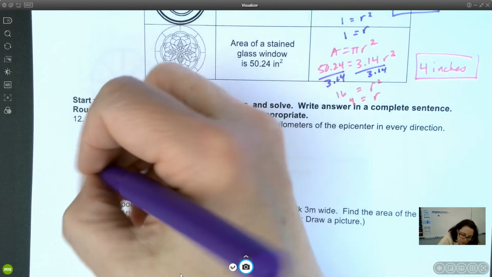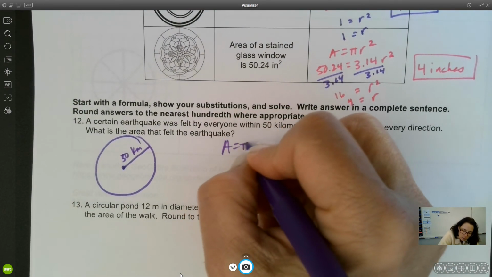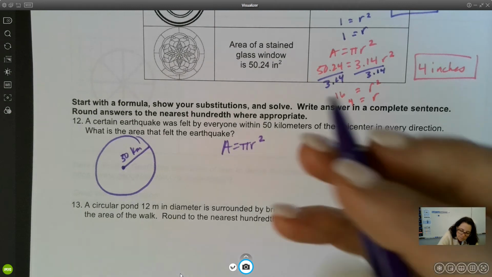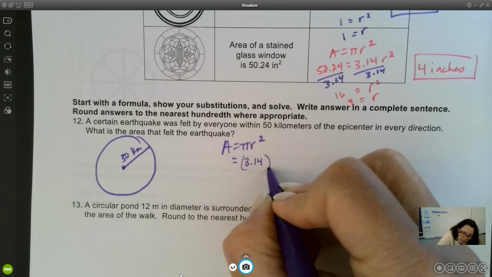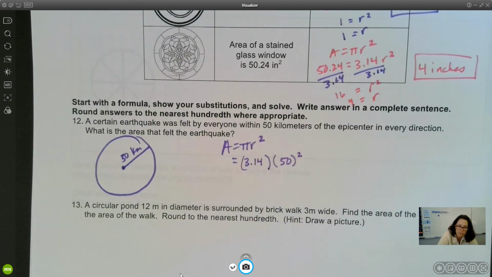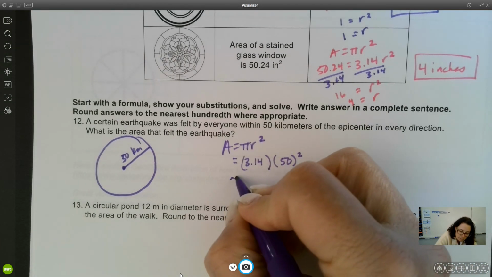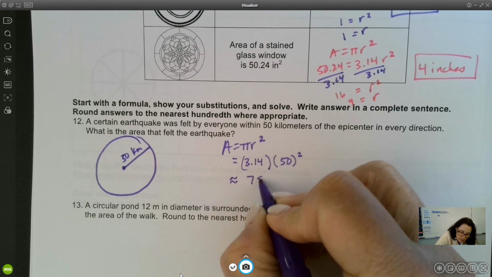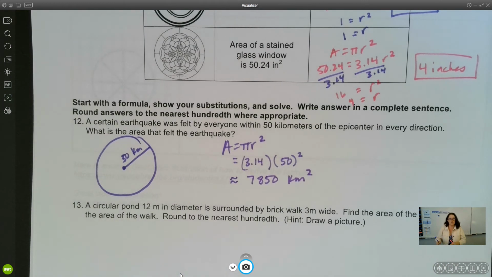Everybody that's within 50 kilometers. So A equals pi r squared. We're going to put in 3.14 for pi, and 50 is going to be squared. Remember from 6th grade PEMDAS, we need to do exponents first, so 50 times 50, and then times 3.14. And I am rounding to the nearest hundredth where appropriate. Well, this came out pretty nicely. 7850. Remember, we're in squared units.